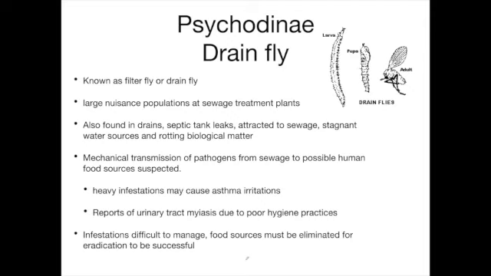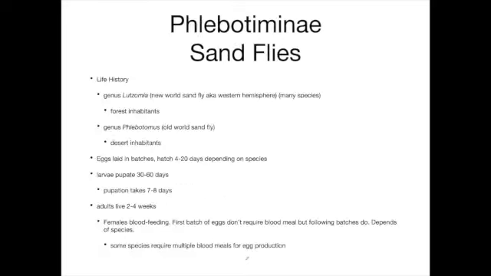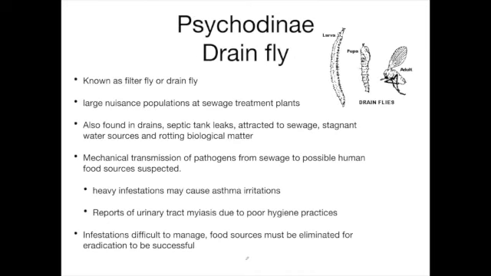So if someone has a broken septic tank and septic sewage is leaking into their yard, or water around the area is contaminated with sewage, then you're going to see a lot of these drain flies, and they spend a lot of time on that sewage. Then they turn around and they're near people, and they get on food and other items, and they can mechanically transmit diseases that way.